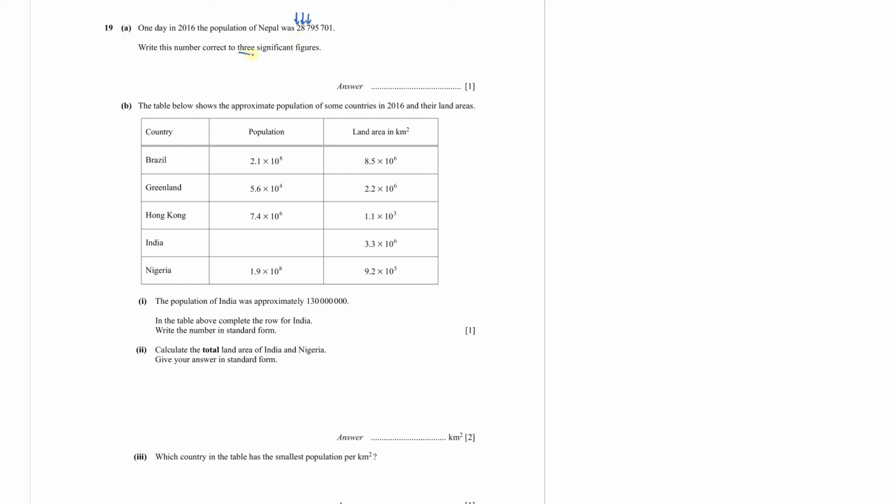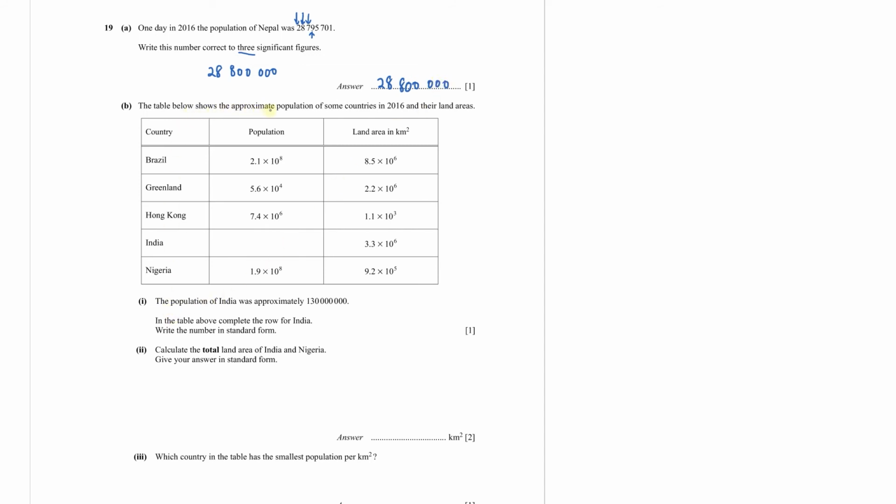Since we are writing up to 3, we look at the next number, which is 9. 9 is greater than or equal to 5, so this 7 will be rounded up. I will have 2, 8, and then I round this 7 up to 8, and the rest of them will be zeros. So this will be your population of Nepal, correct to three significant figures: 28, 8, 0, 0, and then 0, 0, 0.